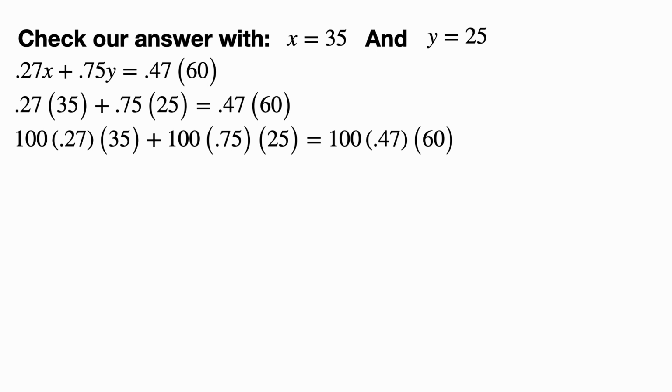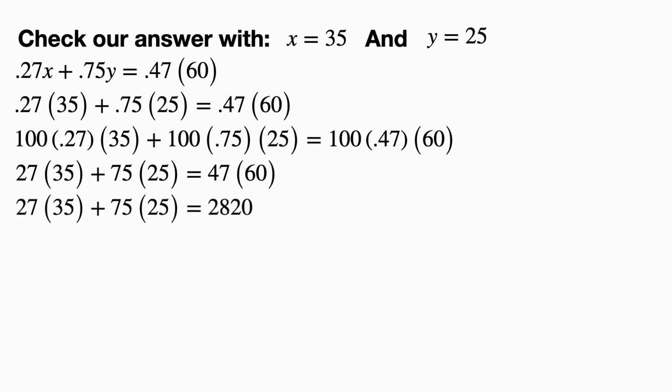As we do to each side of the equation or parts of the equation, we need to do to the other side to keep the equation balanced, as this will help us get rid of the decimals. When we multiply by 100, 0.27 will be equal to 27, 0.75 will be equal to 75, and 0.47 will be equal to 47. As we are shifting the decimal point to the right by 2, we will multiply by 100. On the right side of the equation, when we multiply 47 times 60, it will equal 2,820.